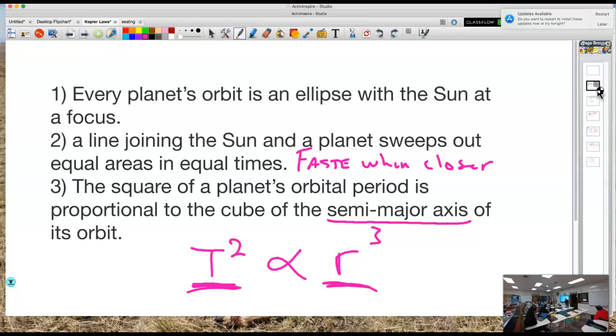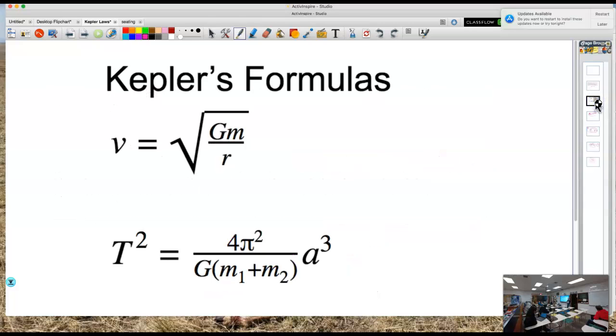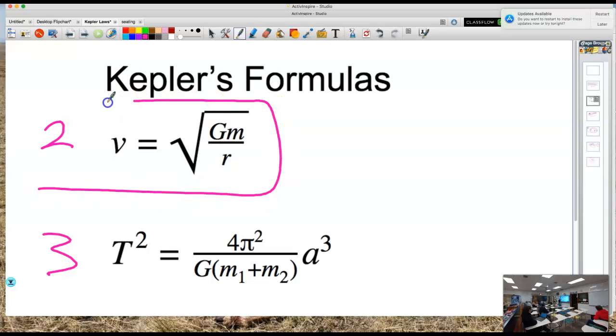So, here's the part you're going to hate me for. Ha ha ha! This is the fun part though. This is where we get to calculate stuff. That's the second law, that's the third law. Today, we're going to look at just second law stuff. We'll practice with that. Okay?